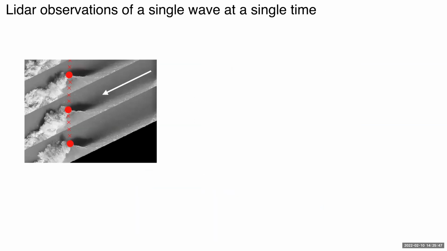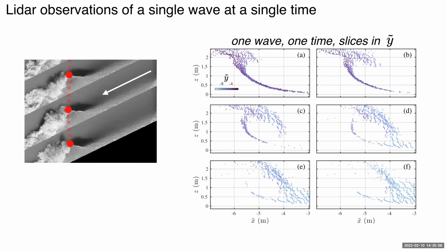Okay, now we're going to look at a single wave at a single time. Again, we're going to look into this barrel direction here. We're going to take slices in the y tilde direction. So in panel A, we're taking data from just this region here, a 2 meter wide region, and plotting all those data points.